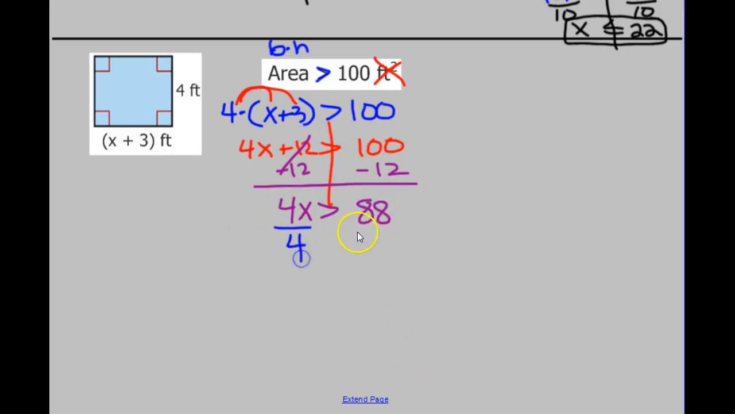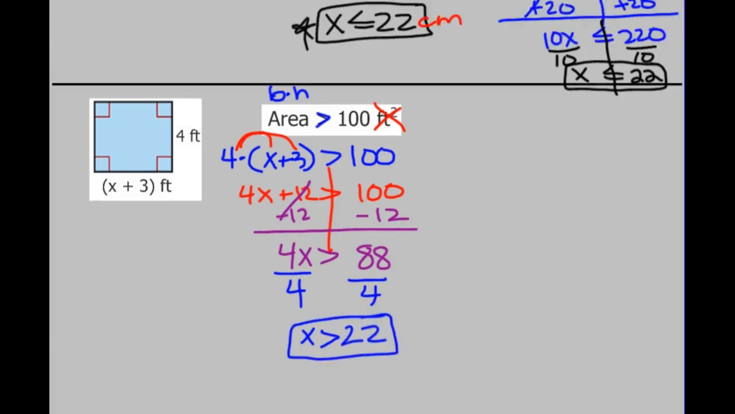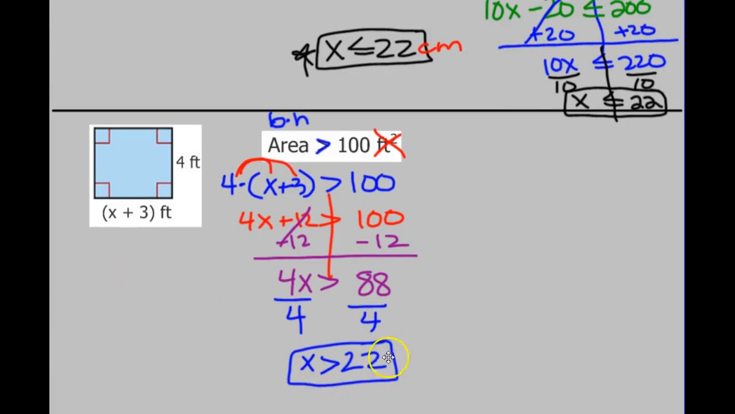And then last, divide by 4. 88 divided by 4, I'm going to plug that in my calculator. Some of you can do that in your heads. Should give us 22. So x has to be greater than 22. And our units back on the end there, we're talking about feet.